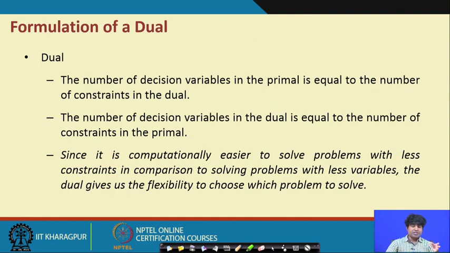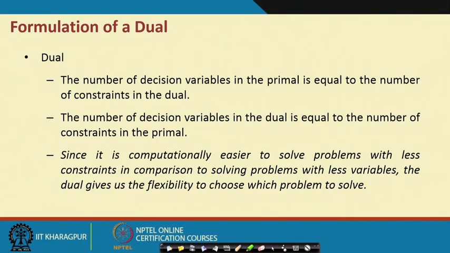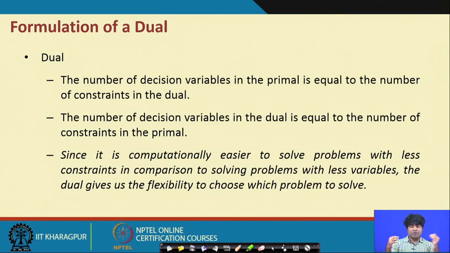In the dual setup, the typical structure is like this: the number of decision variables in the primal is equal to the number of constraints in the dual. The vice versa is also true: the number of decision variables in the dual is equal to the number of constraints in the primal. So, there is a close connection between primal and dual. Similarly, the number of decision variables in the primal is equal to the number of constraints in the dual. So, there is a high integration between primal and dual.